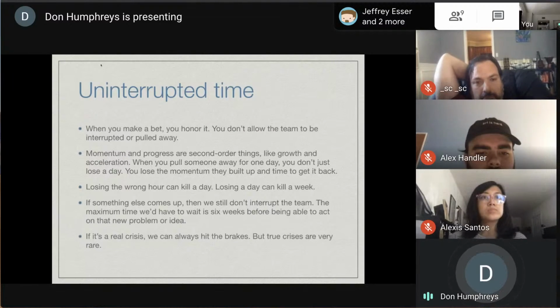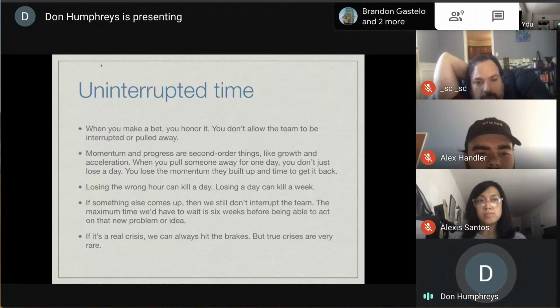And then to explain this a little bit more, the uninterrupted time part of that. Whenever you make a bet, you honor it, and you don't allow the team to be interrupted or pulled away. Momentum and progress are second-order things like growth and acceleration. So when you pull someone away for one day, you don't just lose the day, you lose the momentum that they built up and the time it takes them to regain that momentum. And there's a good quote they had, which is, losing the wrong hour can kill a day, and losing a day can kill a week.